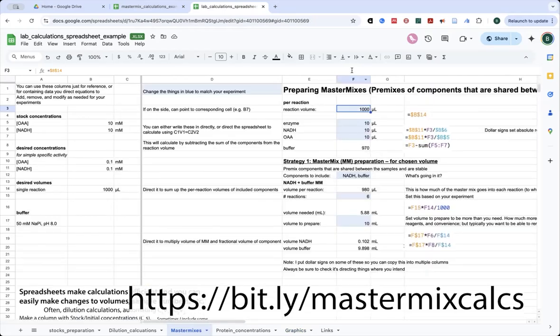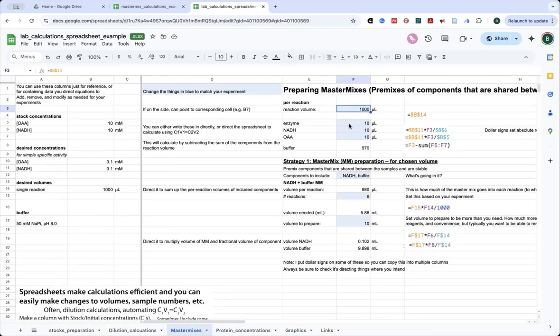But going back to this one, we have a per reaction volume and we say, okay, we want this much of each of these components per reaction. These can be a set volume that you then adjust. Things in blue are things that you're going to adjust based on your experiment. You also have to adjust the components that you want in here, but that's why it's really important to actually know the math that's going on behind all this.